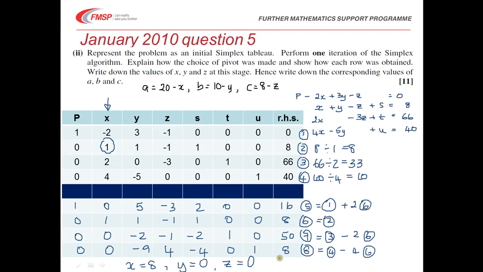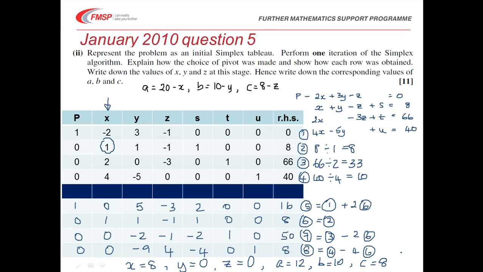And then it says, hence write down the corresponding values of a, b and c. So we're using the results that we've got up there at the top, that a is equal to 20 minus x, so that means that a will be equal to 12. B is 10 minus y, so b is 10. And c is 8 minus z, so c is equal to 8. So we have now completed all the work.